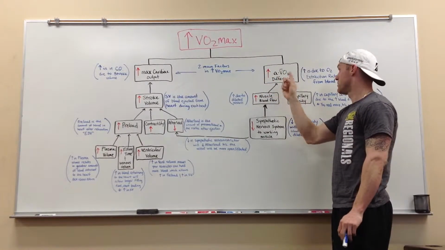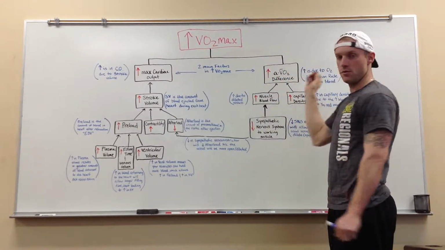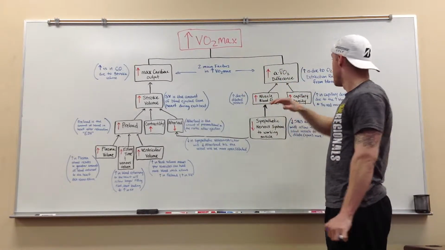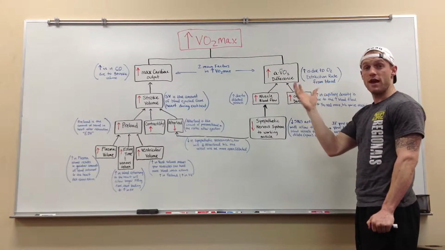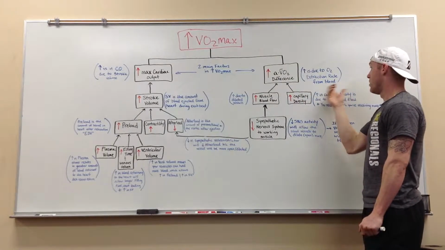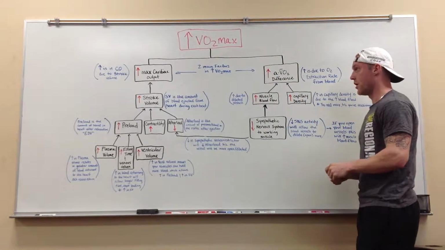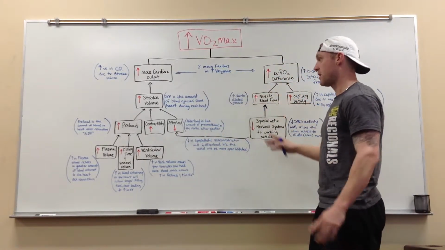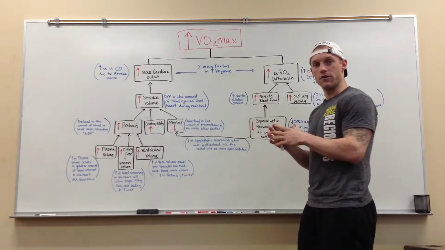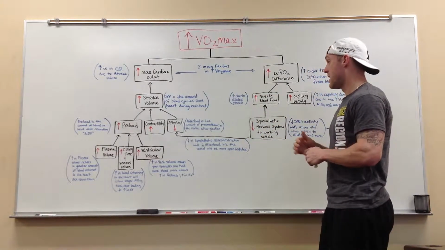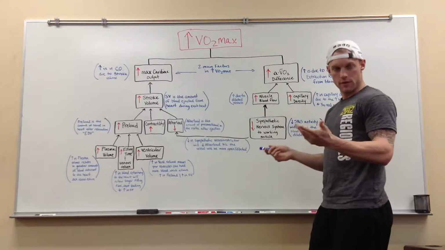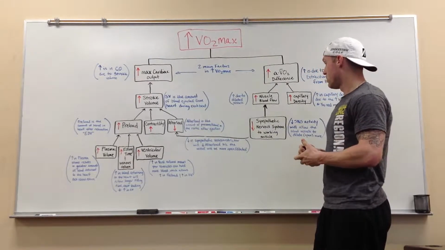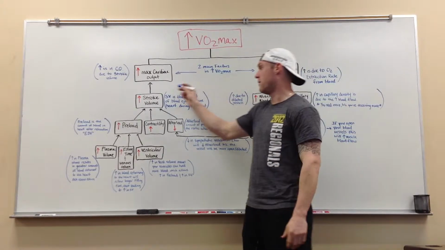And your AVO2 difference is pretty much just the difference between the arterial and venous side pressure and how much oxygen is extracted from the blood. Okay, so as we go down, the arrows mean that they contribute to the increasing or decreasing of each factor, and the red arrows are, as they stand, increasing and decreasing. So we will start with stroke volume, okay?